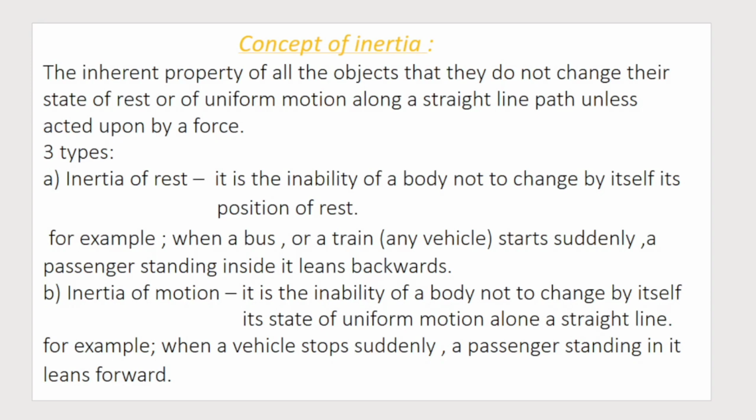Inertia of rest is the inability of a body to change by itself its position of rest. For example, when a bus or a train starts suddenly, a passenger standing inside it leans backwards due to the force exerted by the vehicle. Whereas inertia of motion is the inability of a body to change by itself its state of uniform motion along a straight line. For example, when a vehicle stops suddenly, a passenger standing in it leans forward.